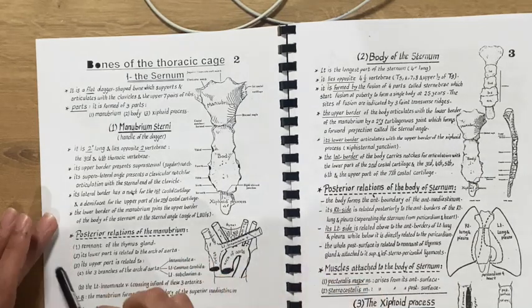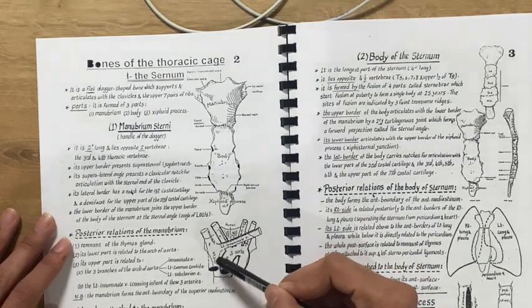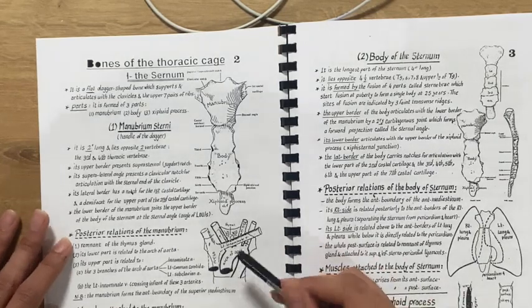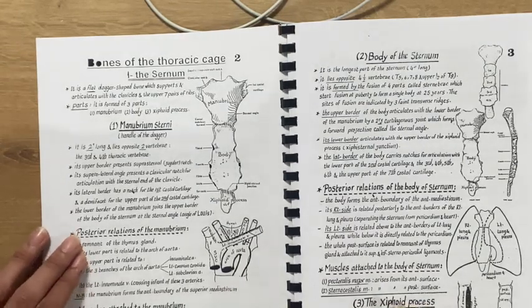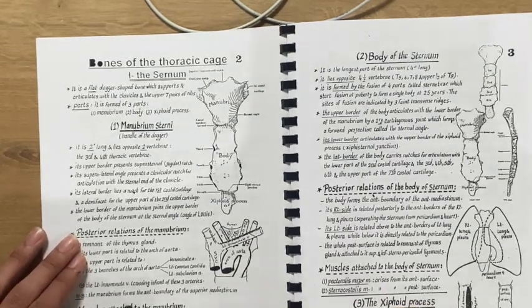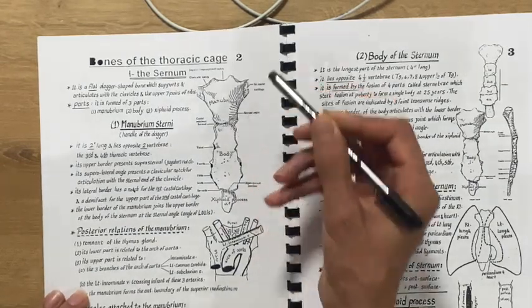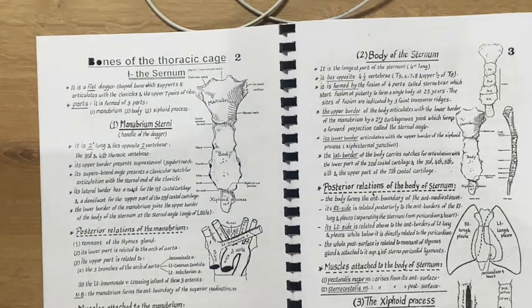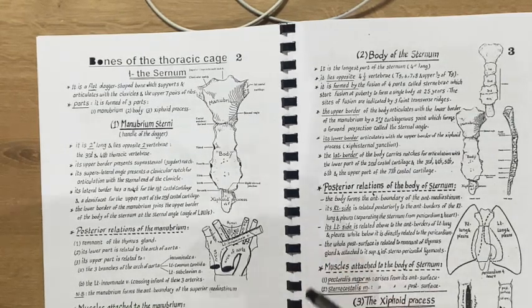Here, it gives you some of the posterior relations of the manubrium, such as the superior vena cava, the arch of the aorta, etc. That's posterior to the manubrium, just at this level. And then it also gives you some attachments of some muscles present, such as the pectoralis major to the anterior part of the manubrium, and then the sternothyroid in the posterior surface, or the sternohyoid of the manubrium at these regions specifically.